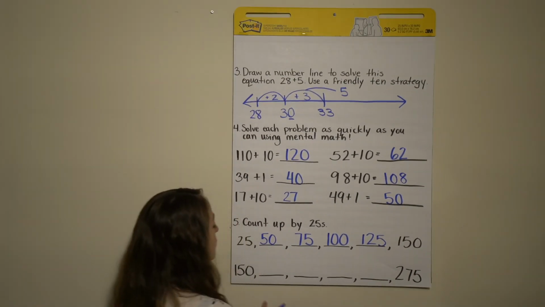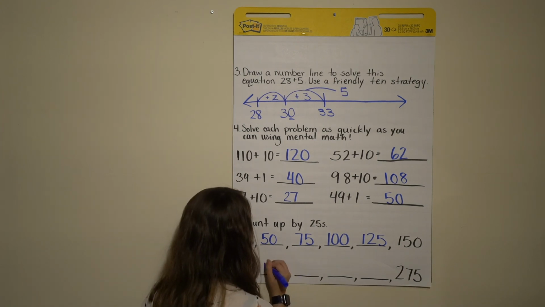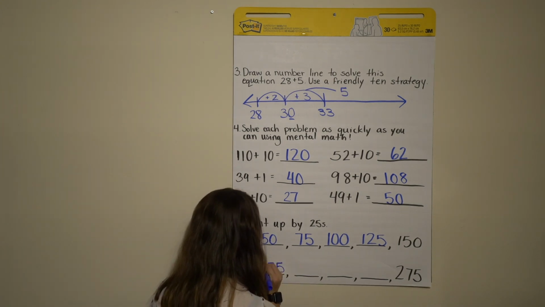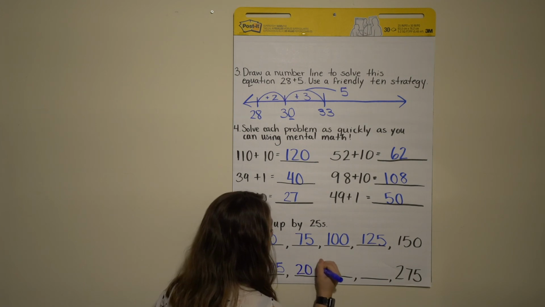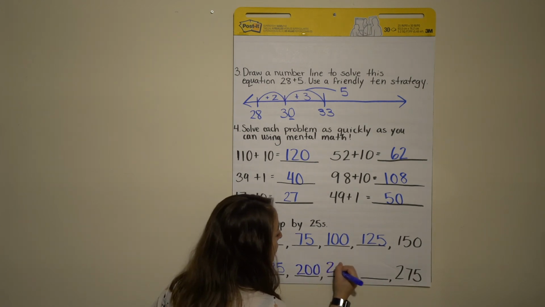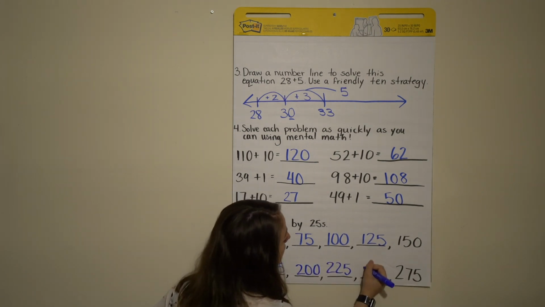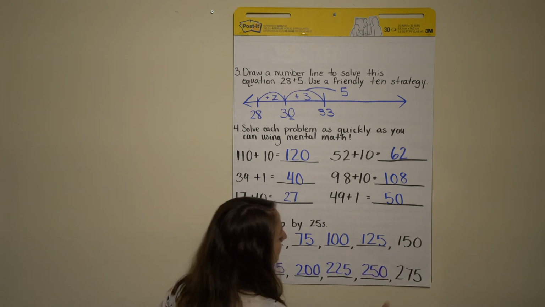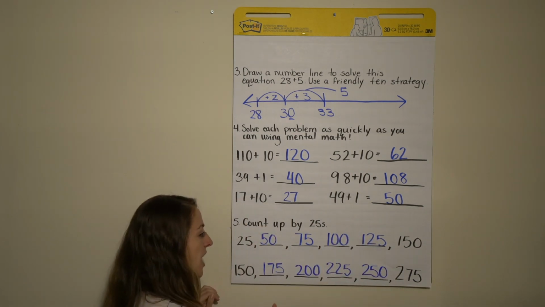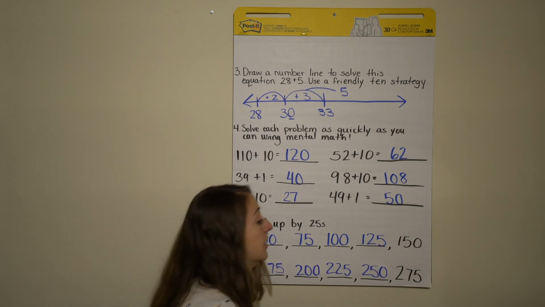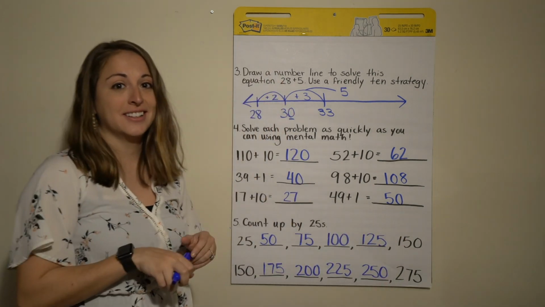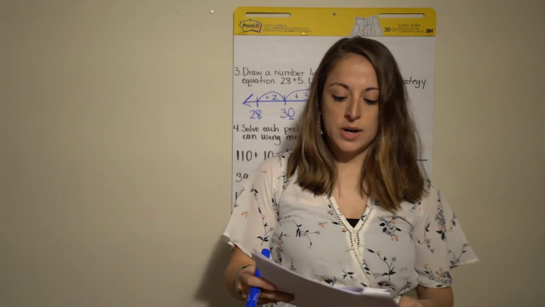Okay, so 150, 175, 200, starts all over again, 225, 250, 275, and then after that would be 300. All right, so we're going to get ready for our exit ticket.